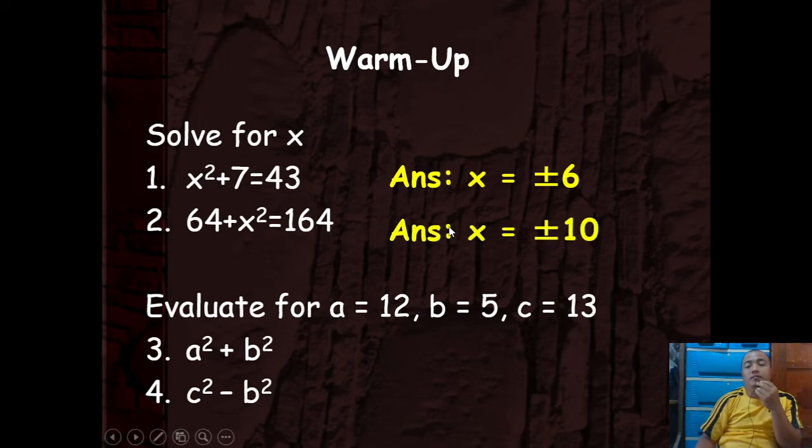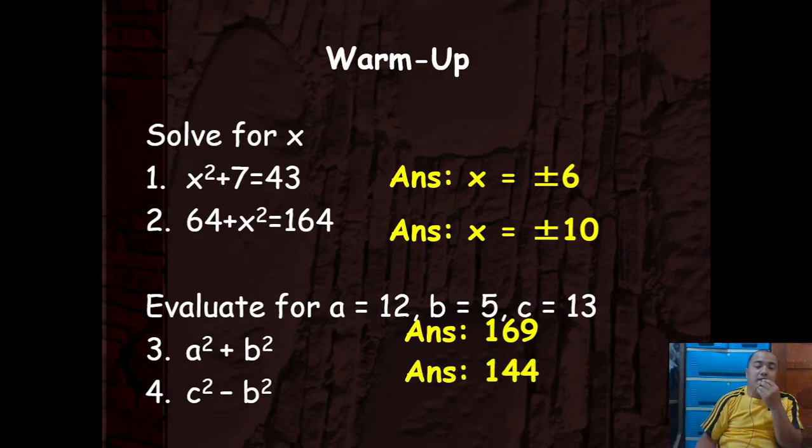Positive negative 10. Number 3 and 4, evaluate. A is 12, B is 5, C is 13. Number 3, A squared plus B squared. 12 squared plus 5 squared. That means 144 plus 25 is 169. How about this? Number 4, C squared minus B squared. 13 squared minus 5 squared. That means 169 minus 25, which is 144.